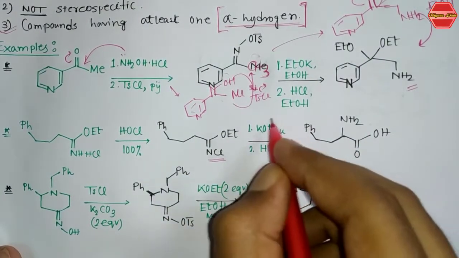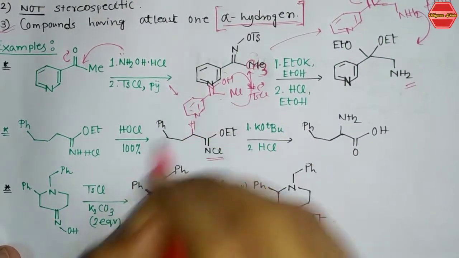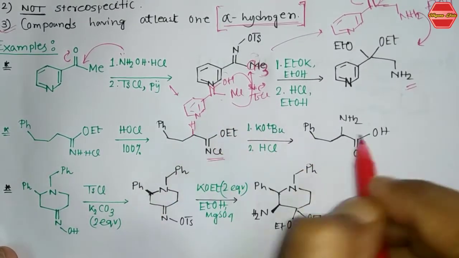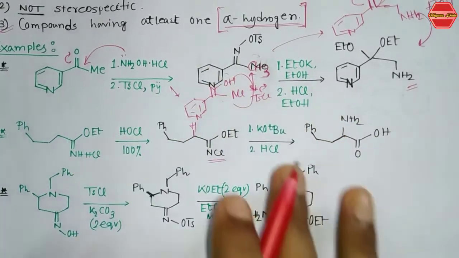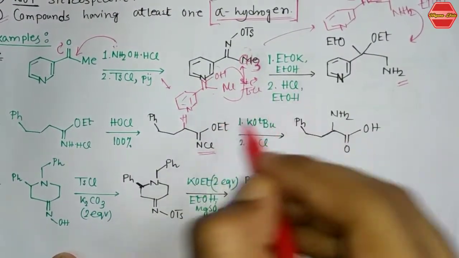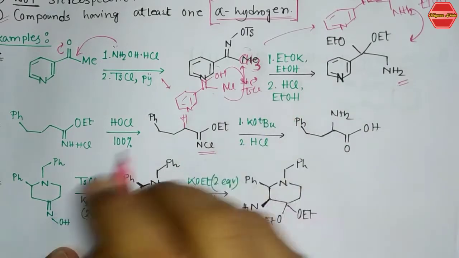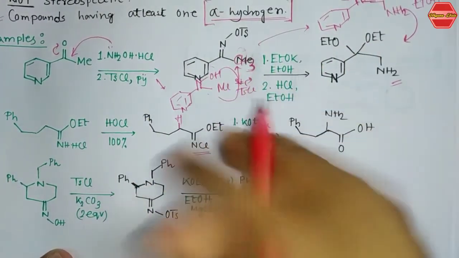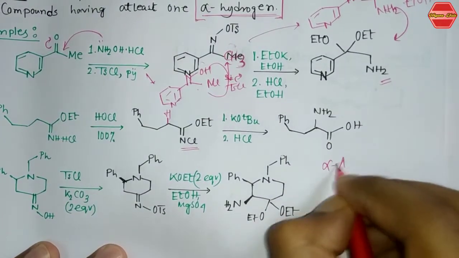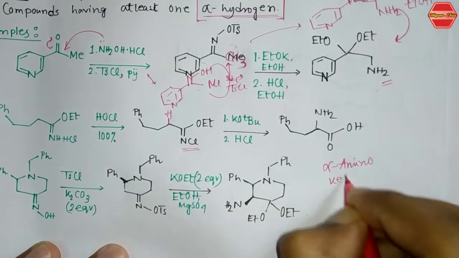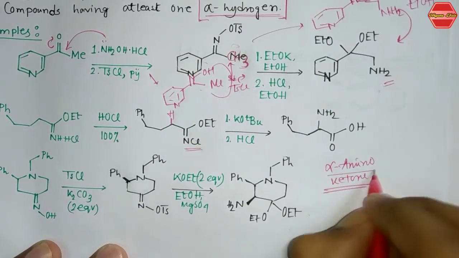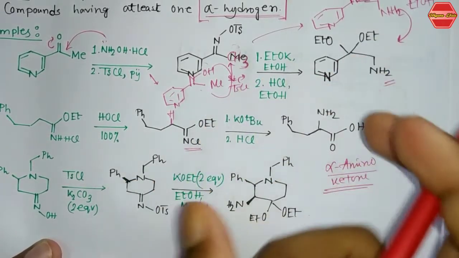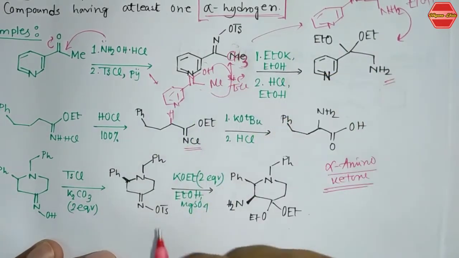Intermediate, and after using this one you have the alpha hydrogen over here, so that you will finally get this product, that is alpha amino ketone. So one more short trick I can tell you: when you have the alpha hydrogen, you can easily predict that the product is alpha amino ketone. From the name you can easily predict that when you have the alpha hydrogen, the NH2 group has to be placed in the alpha hydrogen position.